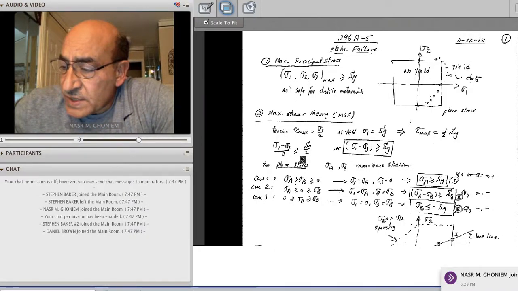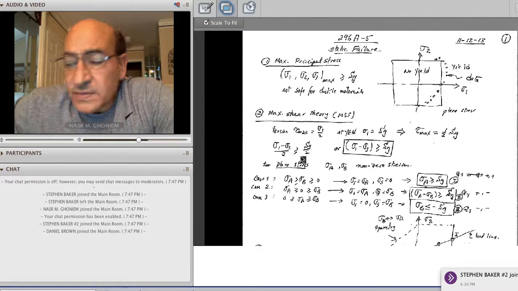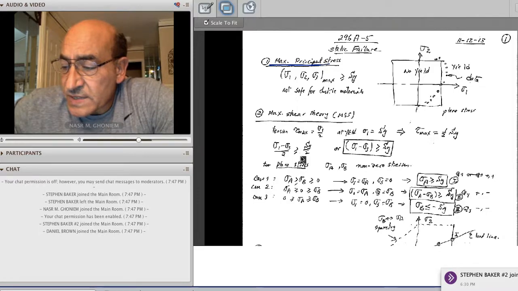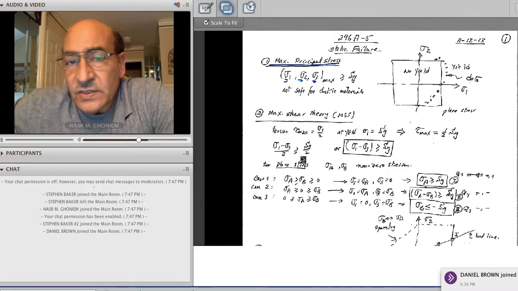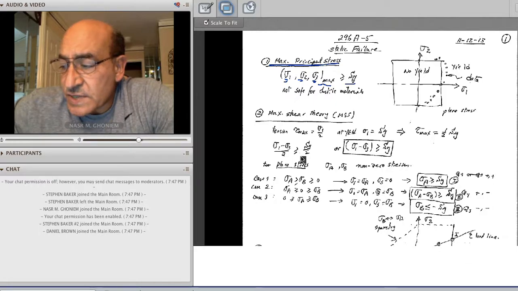The summary is on the screen. We have basically, for static failure, a number of theories. The first one is the maximum principal stress. It says that you have to find the three principal stresses, 1, 2, 3, and then you order them, and then you find the maximum one of them, and you equate it to the yield stress, and that gives you the boundary. And if it is 2D, we have only two non-zero stresses, sigma A and sigma B.